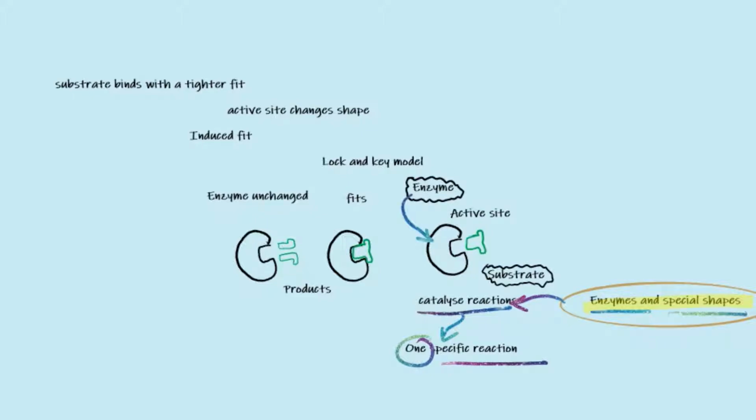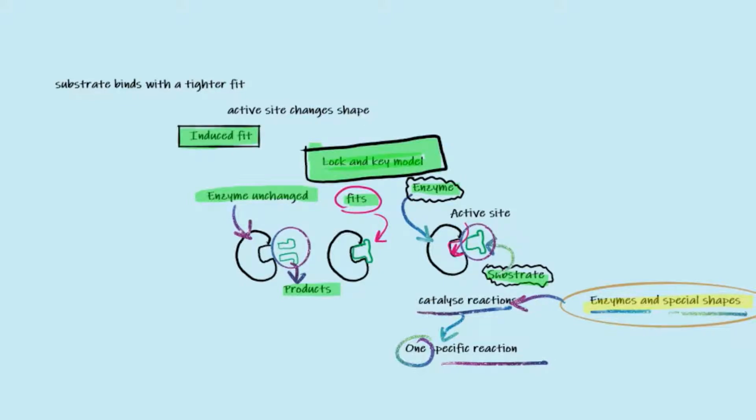Here we can see a diagram of an enzyme, and here is the substrate. The enzyme has a very special area called the active site, which is here, and this is where the substrate fits onto and binds together. The enzyme remains unchanged and products are formed, and we can see that the products are different to the starting substrate. This theory is called the lock and key model.